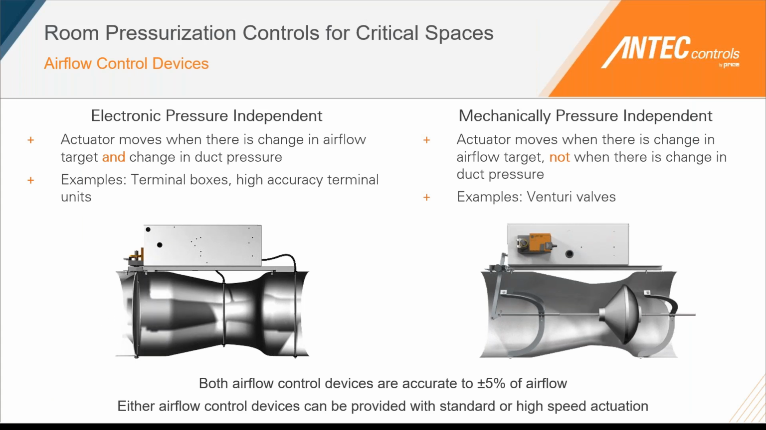So the next thing we're going to discuss is the airflow control devices. Again, the two types of airflow control devices you're typically going to use in these critical spaces are electronic pressure independent valves or mechanically pressure independent valves. The electronic pressure independent valves essentially will react, or the actuator will react, when there's a change in the airflow target and if there's a change in the duct pressure.